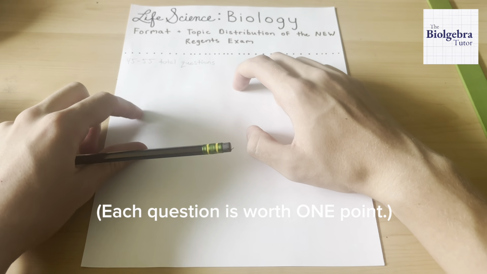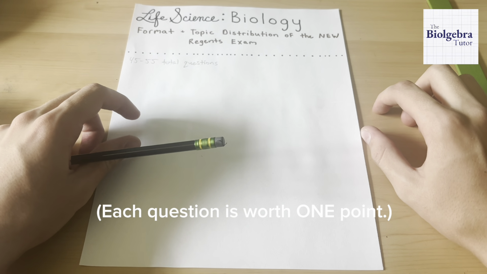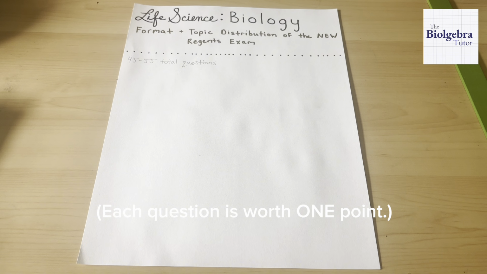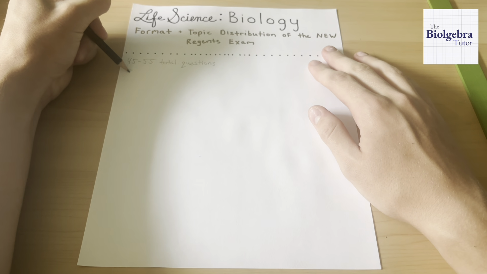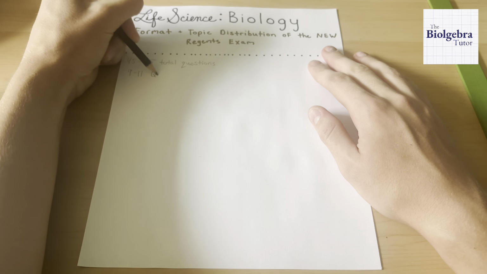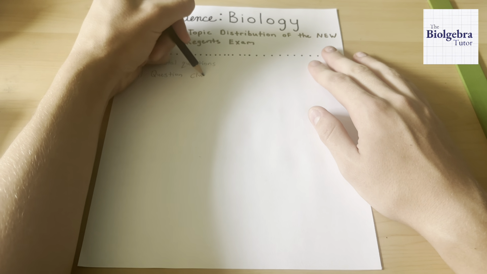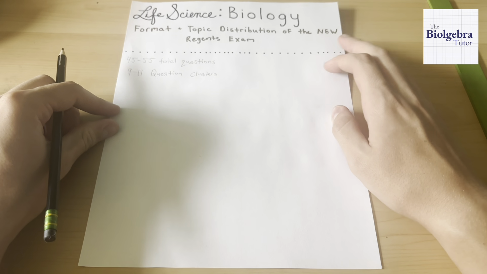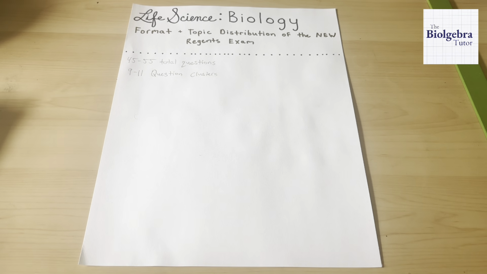So the old living environment exam would actually have 85 total questions. So this is a lot less questions, however this is a lot more reading. There's going to be between 9 and 11 question clusters. So that means there's going to be around maybe like 5 to 6 questions in each cluster. Remember, the clusters are just questions about a certain topic.